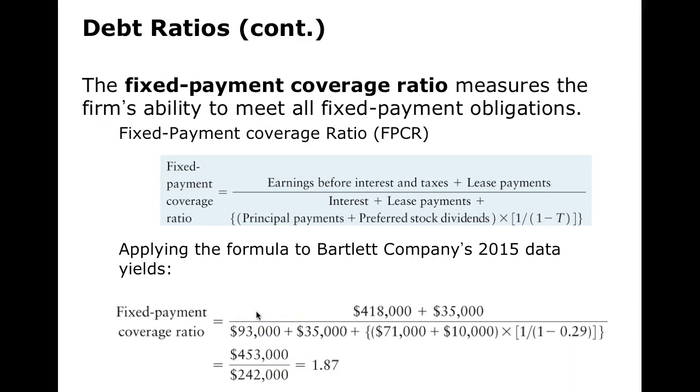Okay, so let's look at the fixed payment coverage ratio. Here we look at earnings before interest and taxes plus any lease payments, and we divide by interest plus lease payments plus principal payments plus preferred stock dividends times 1 divided by 1 minus the tax rate. So this is by far the most complex formula we've had, but it's still a pretty easy formula. Once you have these variables laid out, using order of operations, it's really not that hard to calculate. We're looking at the fixed payment coverage ratio, which looks at our earnings in relationship to the fixed payments we have to make. And again, the higher this number, the better.